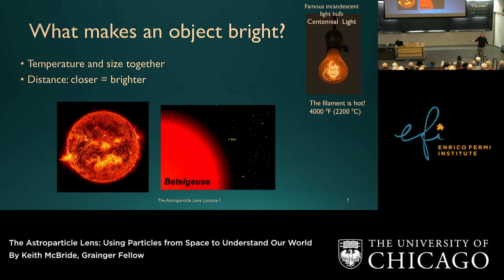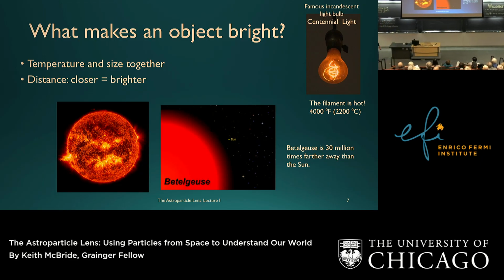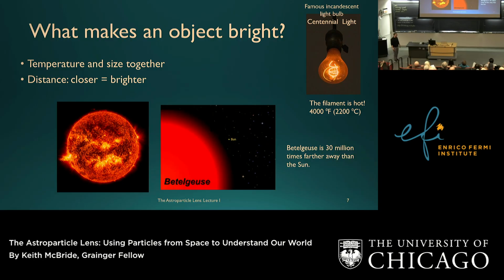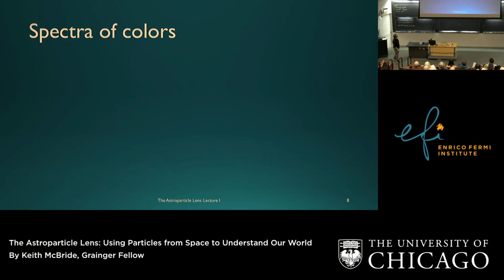And so the reason these things look bright to you is either you're close to it, or it's hot, or it's large. Those things together make an object bright. So when you look at images of the Milky Way, the brighter objects are probably from being hotter, or it might be because they're so large, or it could be because they're so close. And just as a side note, Betelgeuse is actually 30 million times further away from us than the sun. But it's still very bright in the sky because it's such a large star.